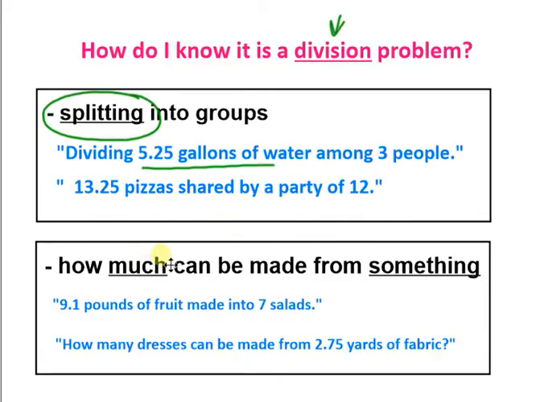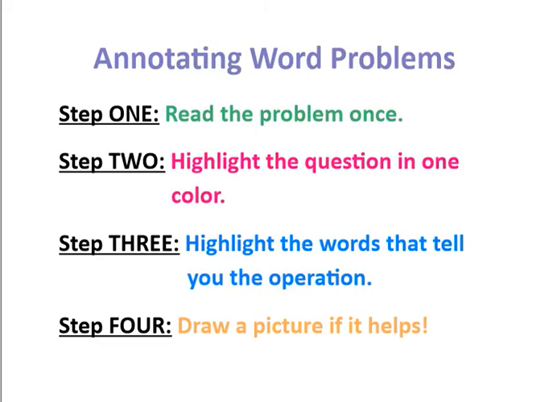The other thing we're going to look for is how much can be made from something. Now, I know that sounds really weird, but think about if you have, for example, 9.1 pounds of fruit and you're trying to make 7 salads. So how much, meaning 7 salads, can be made from something, 9.1 pounds of fruit? How many dresses, so that's the something, can be made from 2.75 yards of fabric? That's how much, okay?